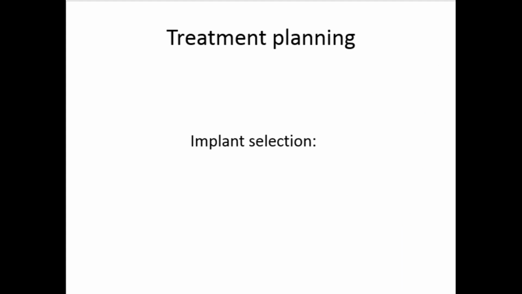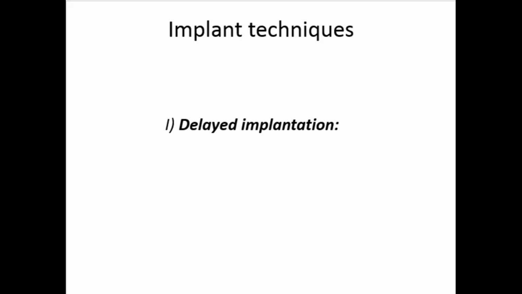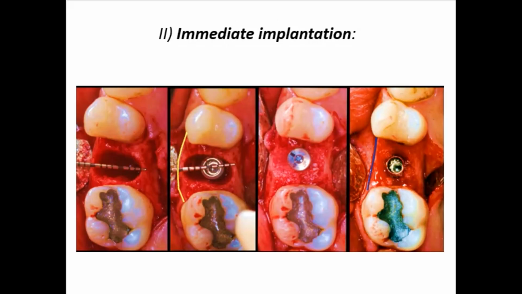Treatment planning. First, implant selection: length, width, and so on. Implant techniques. First, delayed implantation. Implant inserted in a healed extraction site after at least 9 months from extraction. The disadvantage is it allows bone loss to occur after extraction.